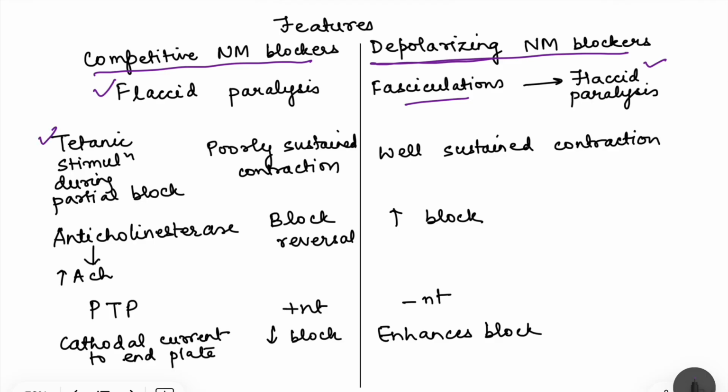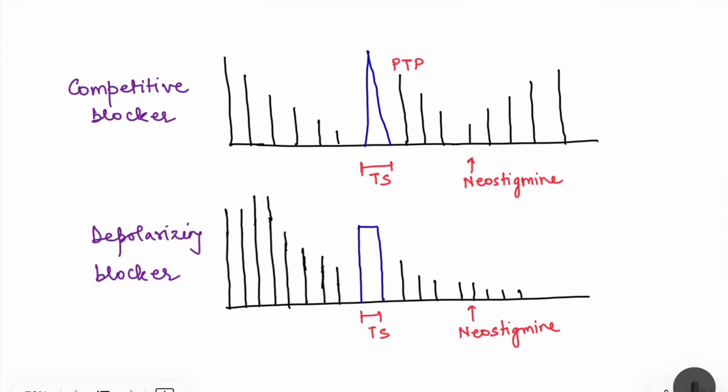Now, there are certain features. Actually, with tetanic stimulation in the competitive neuromuscular blocker, we see poorly sustained contraction. Let us see with the help of a diagram. So, what happens is that here you have applied the blocker, competitive blocker, and each line is telling about the contraction. Okay, so suppose this is the maximum contraction we are seeing, and as we give the blocker and we stimulate the nerve, what we see is that the strength of contraction is decreasing. Now we give a tetanic stimulus. Tetanic stimulus means we are stimulating the neuron repeatedly and very fast.